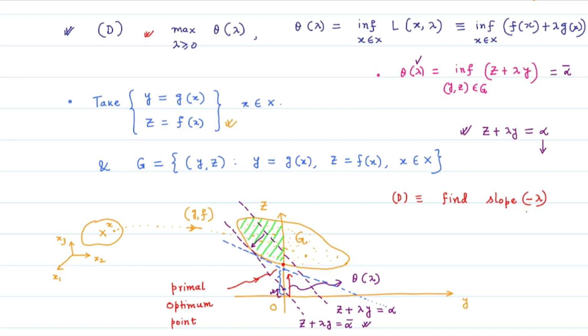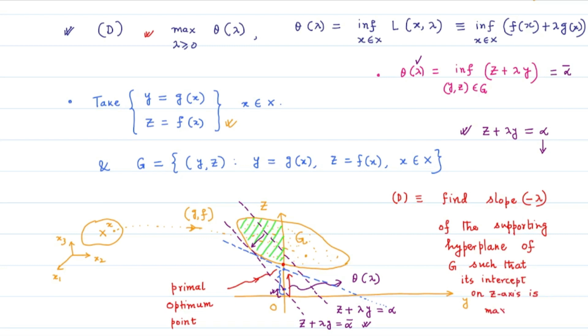So find the slope minus lambda of the supporting hyperplanes of the set capital G, such that its intercept on the z axis is maximal. So this is your geometrical interpretation of the dual problem.